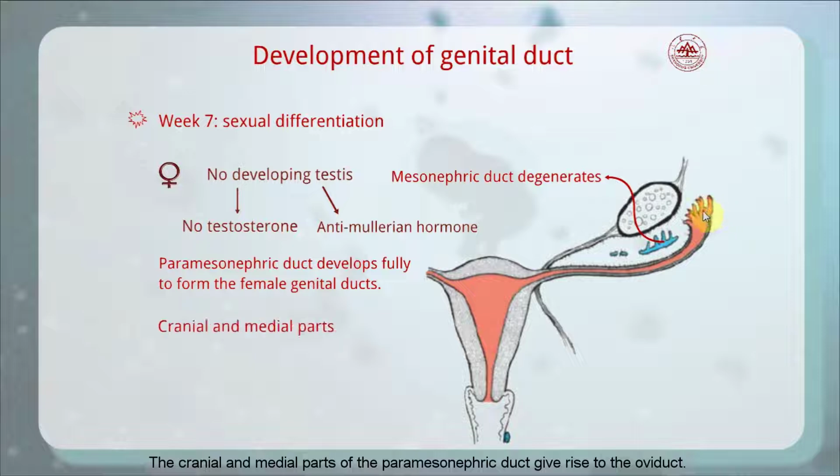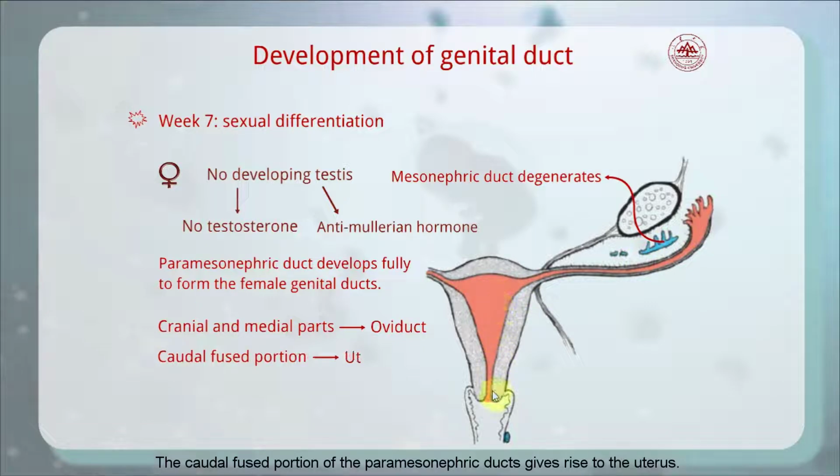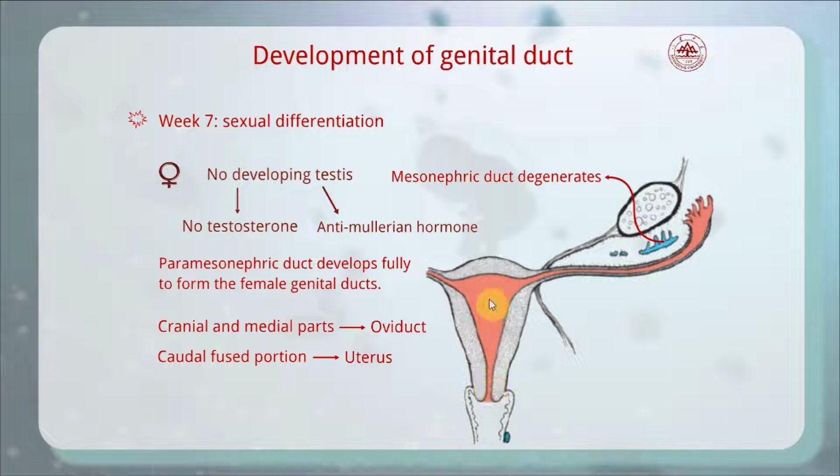The cranial and medial parts of the paramesonephric duct give rise to the oviduct. The caudal fused portion of the paramesonephric ducts gives rise to the uterus. The sinus tubercle gives rise to the vagina.